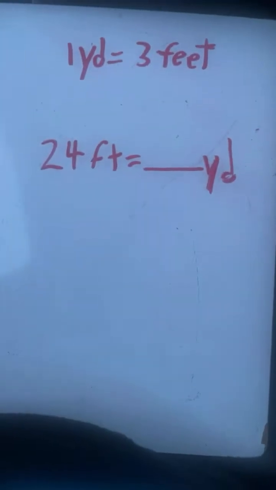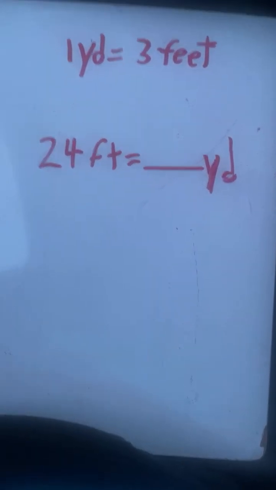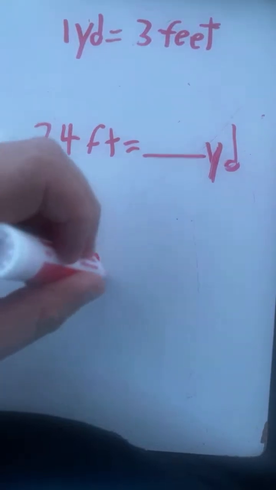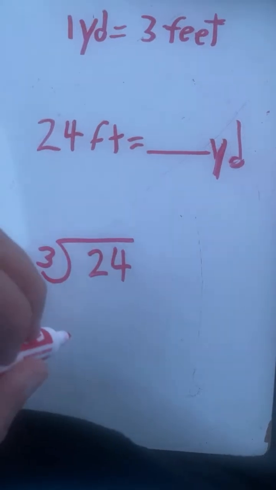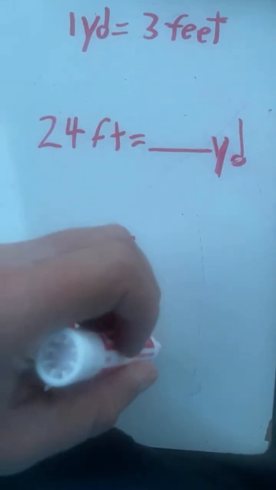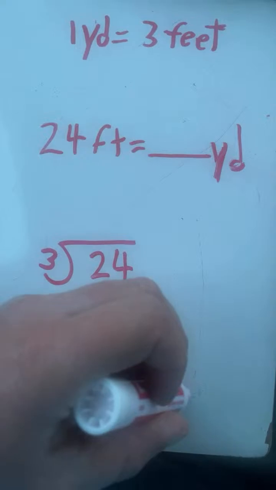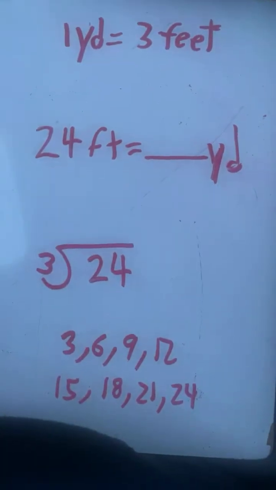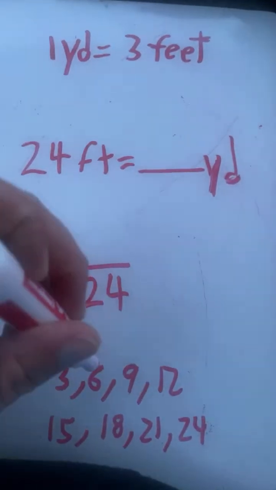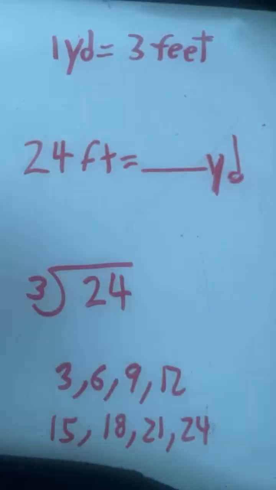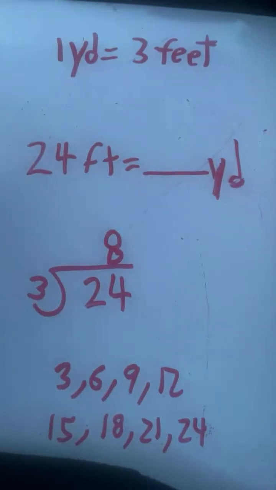So we know that 1 yard equals 3 feet. So to figure out how many yards 24 feet would be, we would need to divide by 3. So 24 divided by 3. 3, 6, 9, 12, 15, 18, 21, 24. So I was able to get 1, 2, 3, 4, 5, 6, 7, 8 groups of 3 within 24. 24 divided by 3 equals 8. So 24 feet is equal to 8 yards.